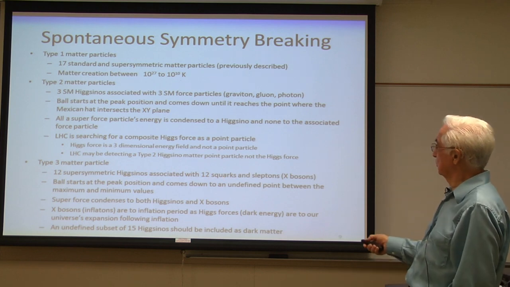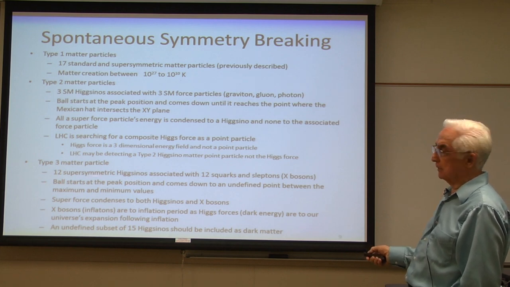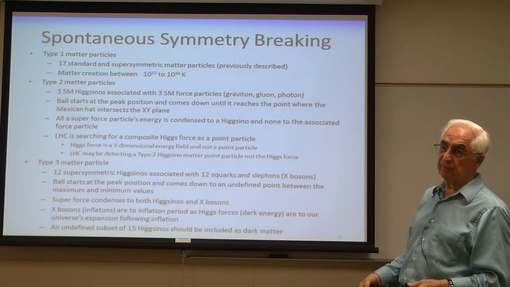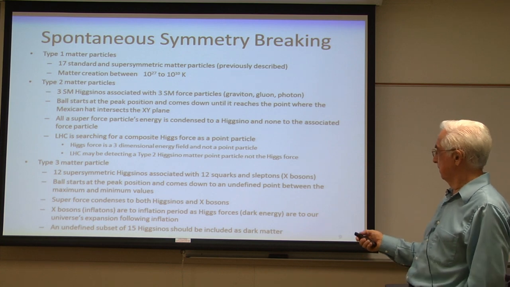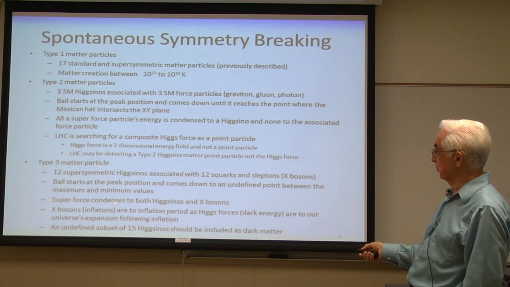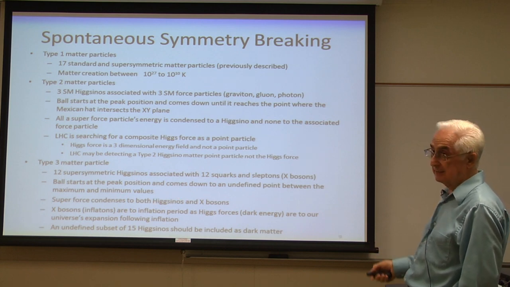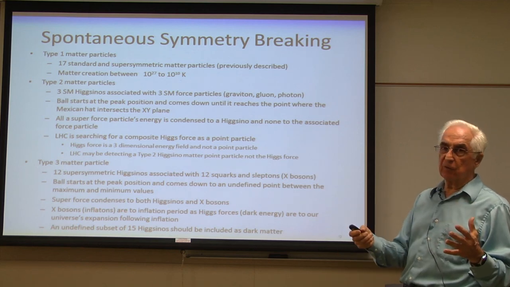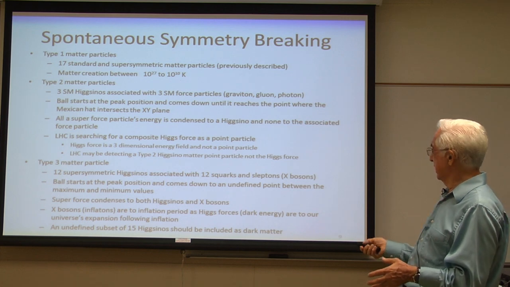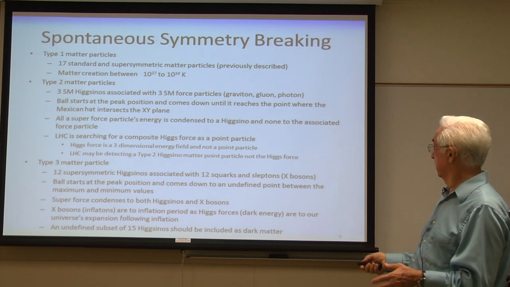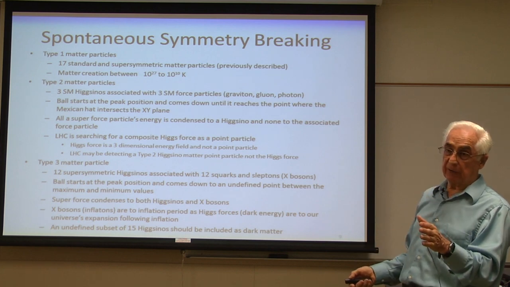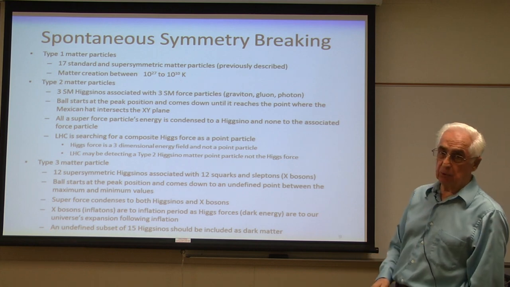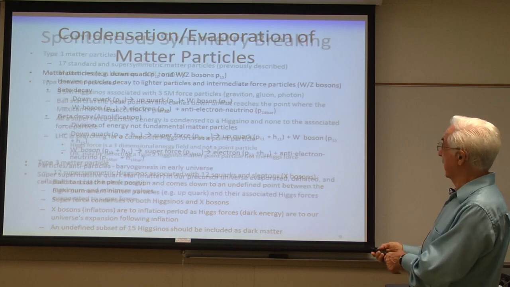The third type of matter particle are the 12 supersymmetric Higgsenos associated with the 12 squarks and sleptons, which, as I mentioned before, were the X bosons or inflatons. Here, the ball starts at the peak position, and it comes to an undefined point between the maximum and minimum values on the ZX plane. Therefore, what's happening is the superforce is condensing to both Higgsenos and to X bosons. The X bosons or inflatons are to the expansion of the universe during the inflationary period, as the Higgs forces or the dark energy is to the expansion of the universe following inflation and up to the present time. And lastly, an undefined subset of 15 Higgsenos should be included as dark matter.